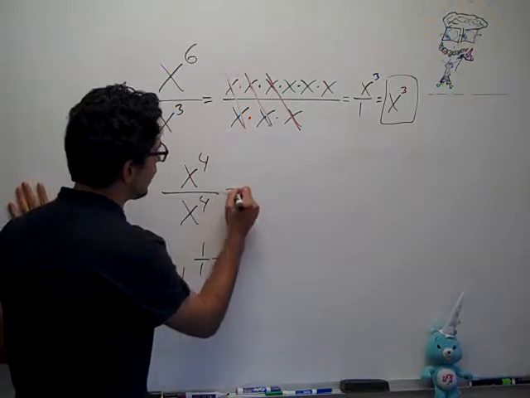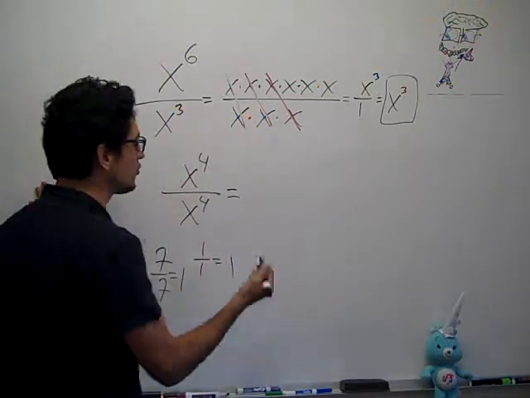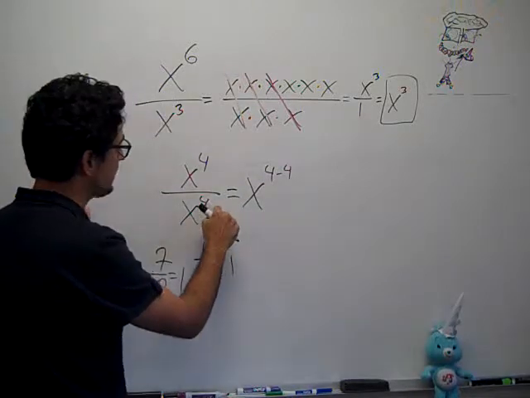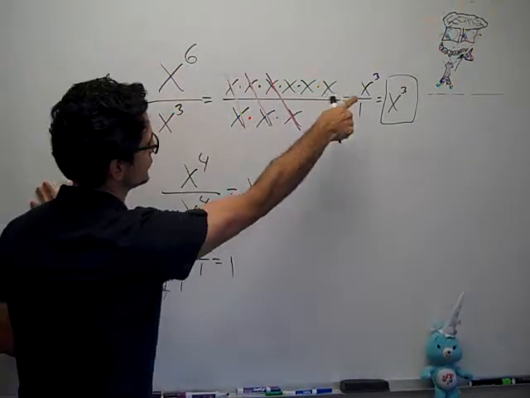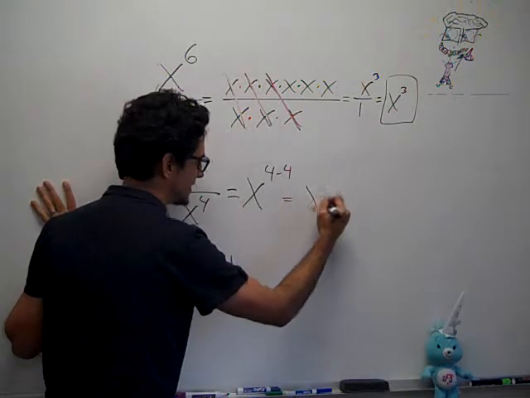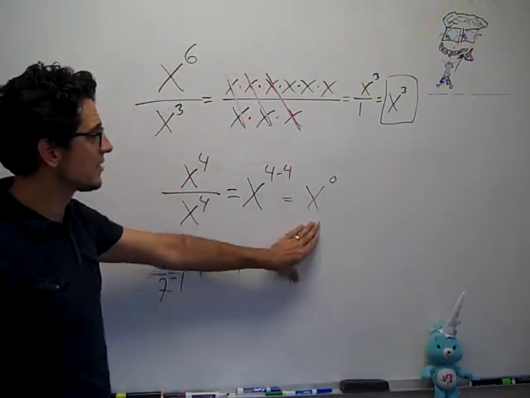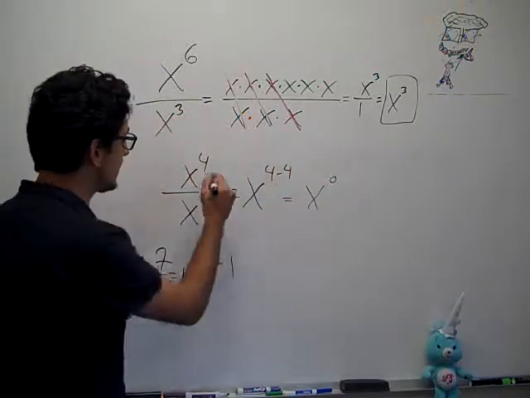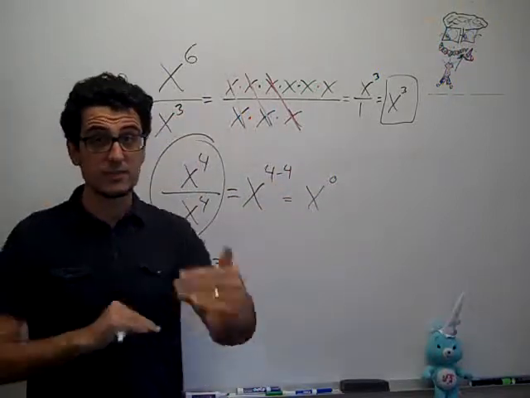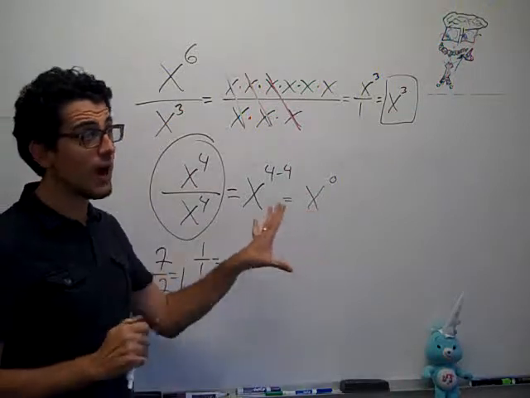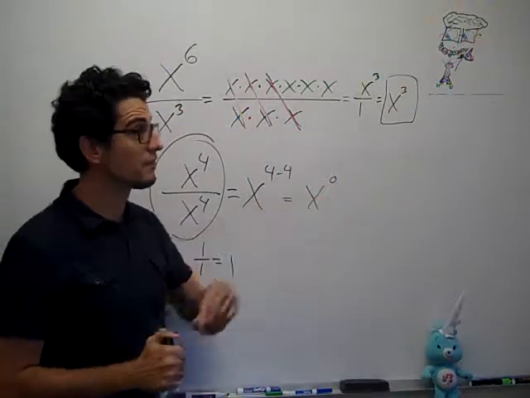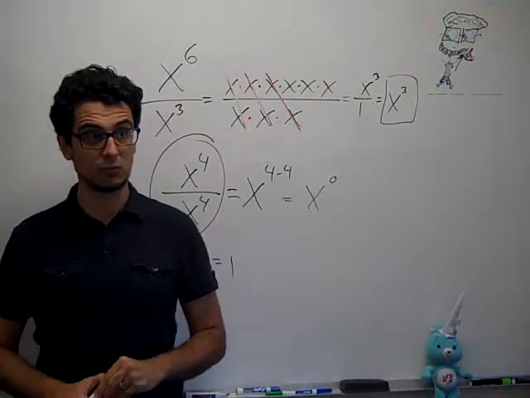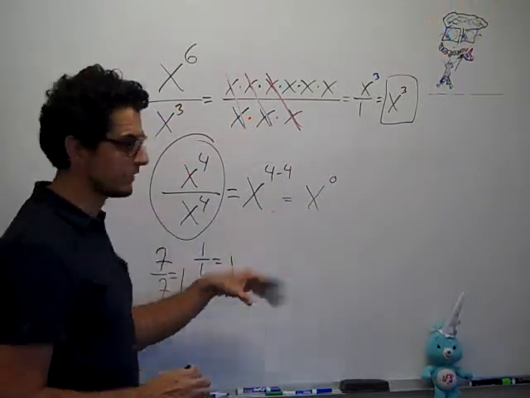But check this out. What if I follow the pattern that I just showed you, where I'm going x to the 4th minus 4? Because here we did 6 minus 3, that gave us 3. Here I'm doing 4 minus 4, that gives me x to the 0. So what we see here is that a base with an exponent of 0 is equal to 1. So it really is equal to 1. And that's why anything to the 0 power is equal to 1, of real numbers.